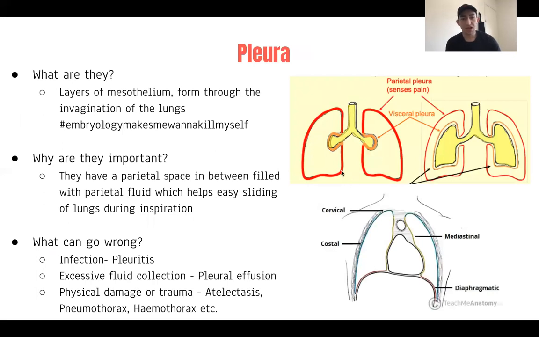So very briefly talking about the two pleurae, there are two of them. There does exist a potential space between them. There should not be any fluid in them. In case there is, that would be a pleural effusion.